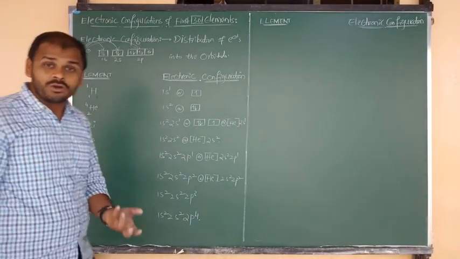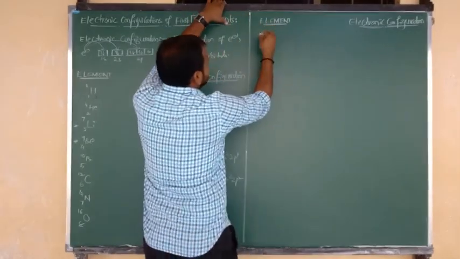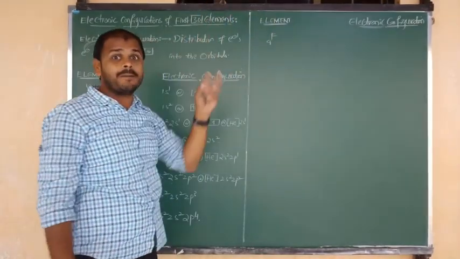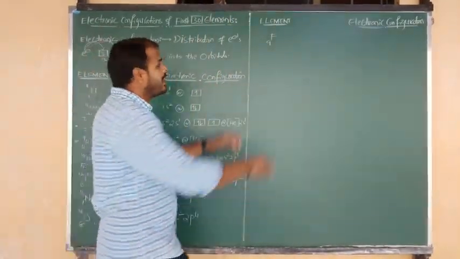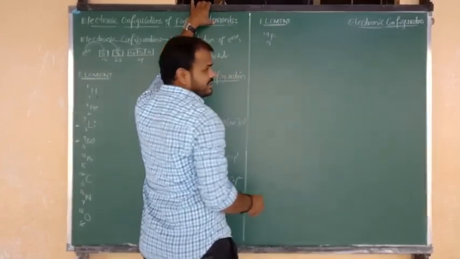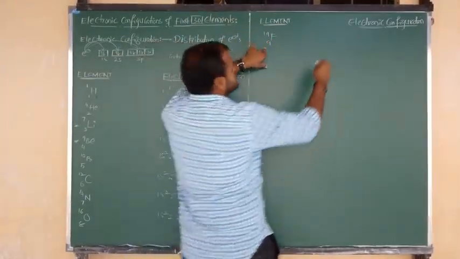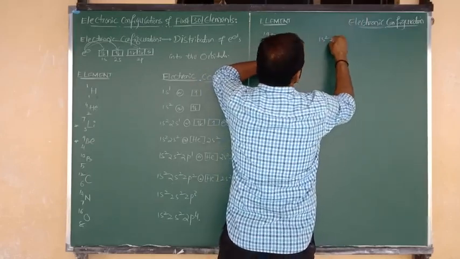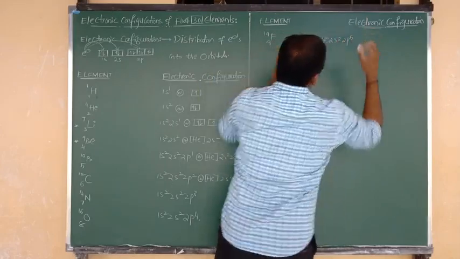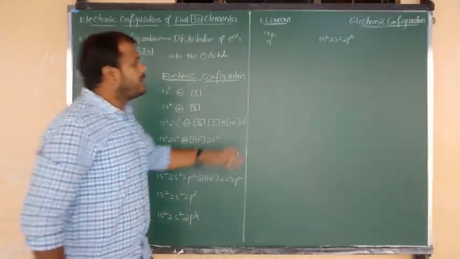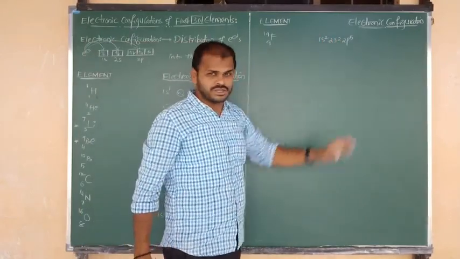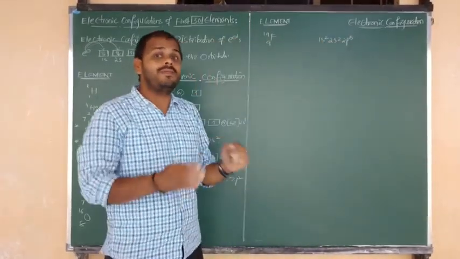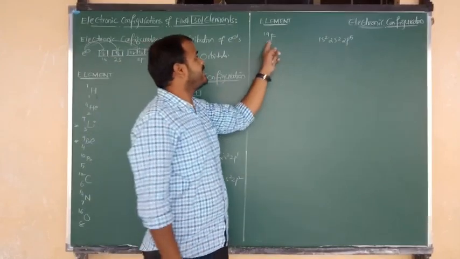Okay, after oxygen, what is the next atomic number? The 9th one, fluorine. So the next element is fluorine. Fluorine's atomic number is 9, but the mass number is double plus 1. 9 plus 9 is 18, 18 plus 1 is 19. So how are those 9 electrons distributed? The electronic configuration is 1s2, 2s2, 2p5. 1s contains 2 electrons, 2s contains 2 electrons, 2p contains 5. 5 plus 2 is 7, 7 plus 2 is 9. In that manner, we have to distribute the 9 electrons of fluorine.